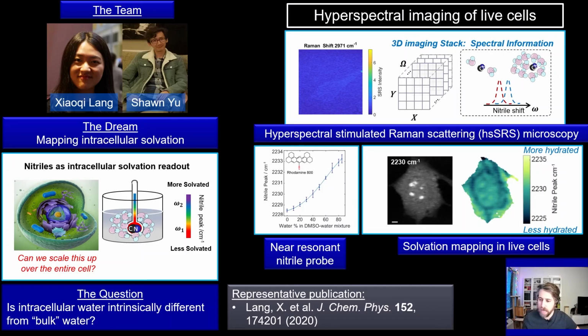So as you can see in the lab, we get into a lot of different things. We have microscopists, we do a lot of coding, we do biology, we even do a little bit of chemistry.